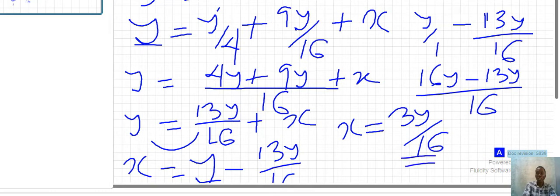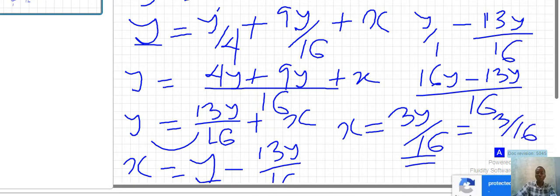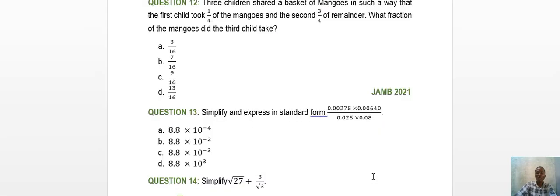So the value of x, the third child we take, will be equal to 3 over 16. So that is the exact point we are going to have. Do we have that in the options? Yes, we do. The answer is option D. Option D is the best option, and that is the solution to this question.